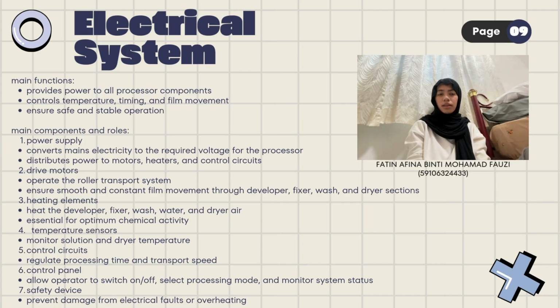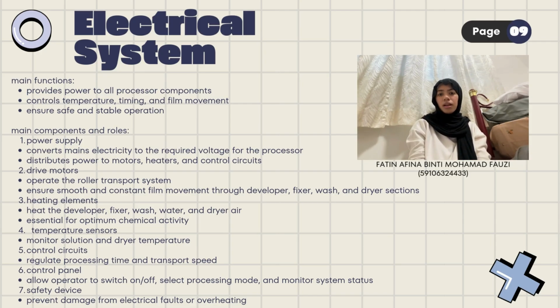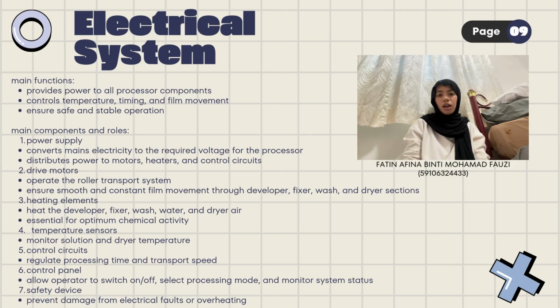The main components and their roles include the power supply, which converts mains electricity to the required voltage and distributes power to motors, heaters, and control circuits. Drive motors operate the roller transport system and ensure smooth and constant film movement through the developer, fixer, washer, and dryer sections. Heating elements are used to heat the developer, fixer, wash water, and dryer air. Proper heating is essential for optimal chemical activity. Temperature sensors monitor the temperature of the solutions and the dryer to maintain the correct processing conditions.